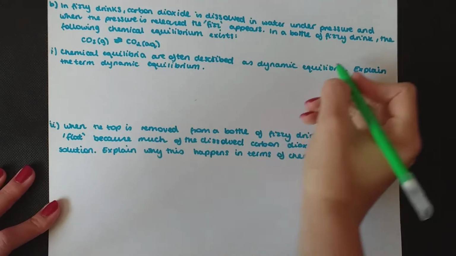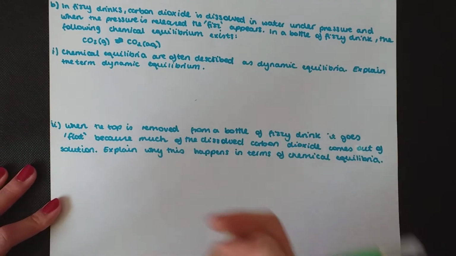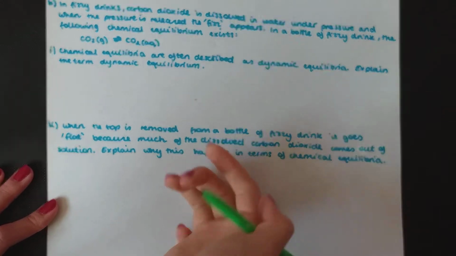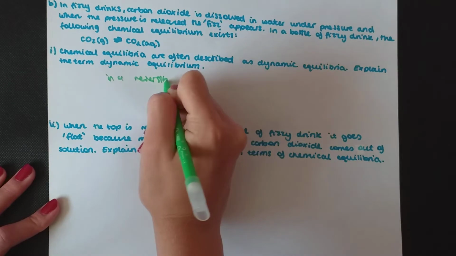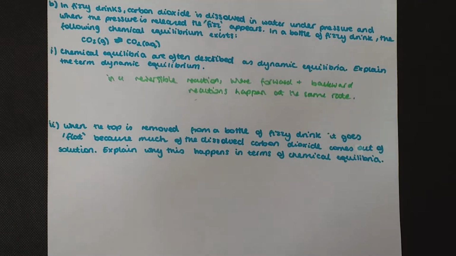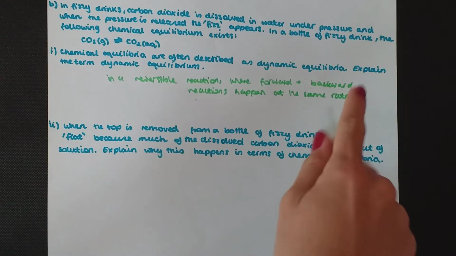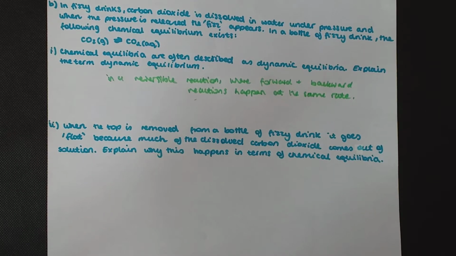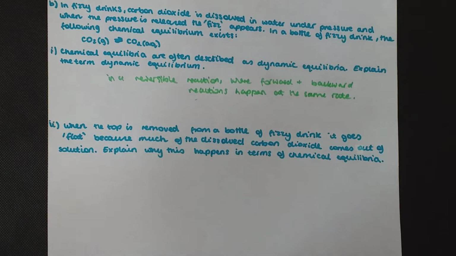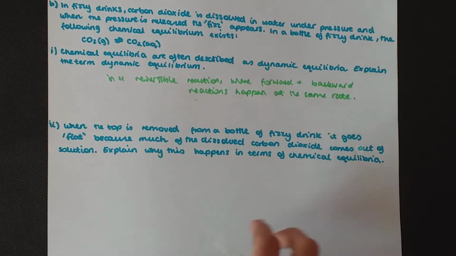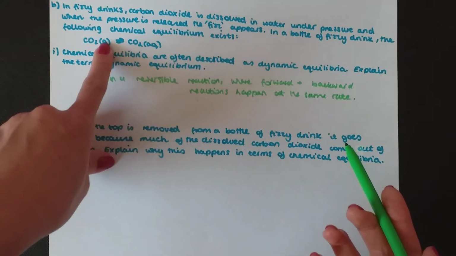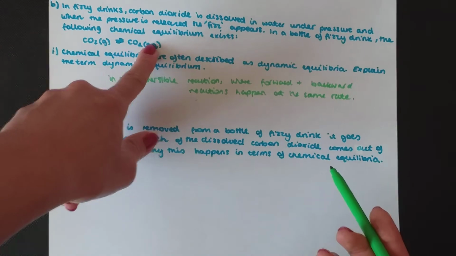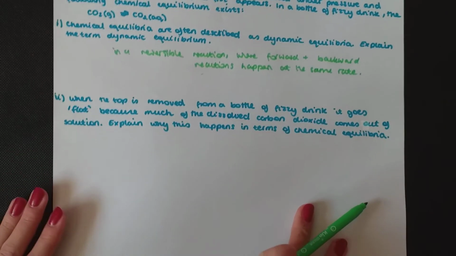So dynamic equilibrium is a point where we actually don't see any change. So in a reversible reaction, both the forward and backward reactions happen at the same rate. So we don't actually see any change, but the change is happening. But it's happening at the same rate. So the carbon dioxide changes from gaseous to aqueous at the same rate as it changes from aqueous to gaseous.